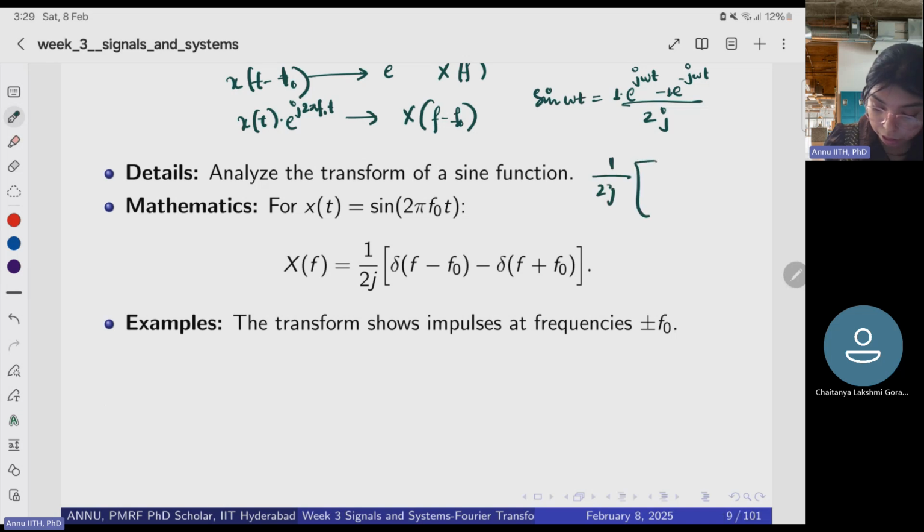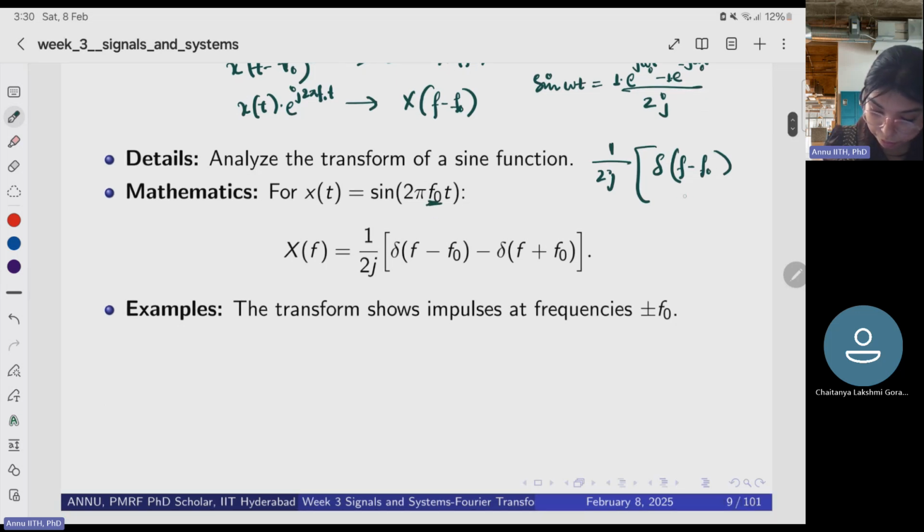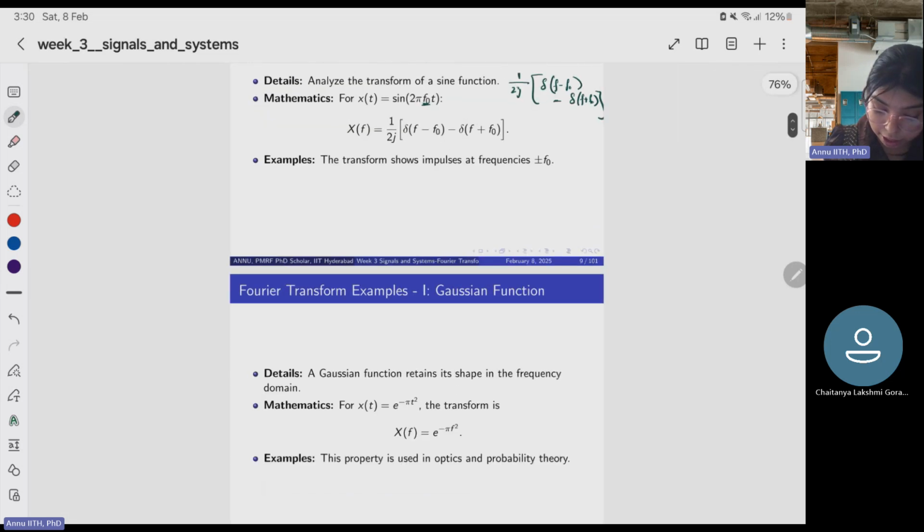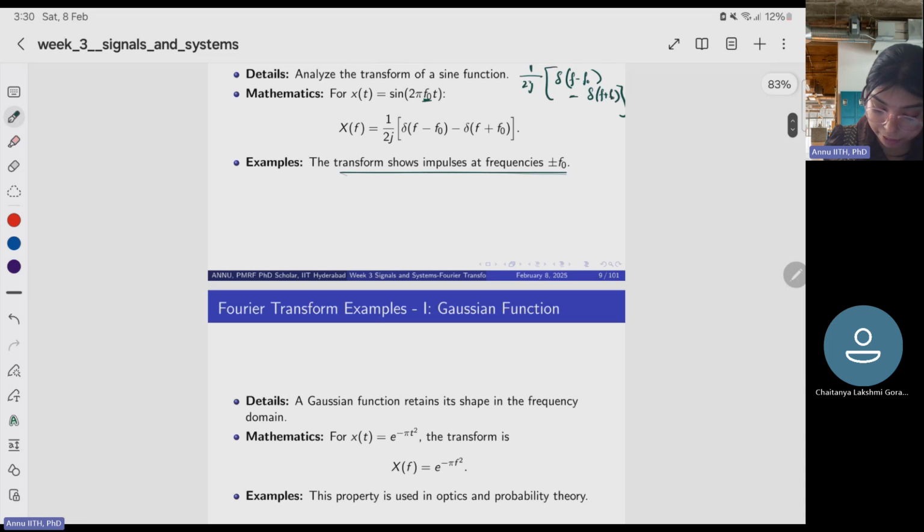Let's keep it out. So this is delta, and this gives plus and minus here. So this is delta of f minus f naught, because omega naught was there, you can see f naught is there. So minus delta of f plus f naught. Very interesting to note. So you can see the transform shows impulses at frequencies of plus and minus f naught.